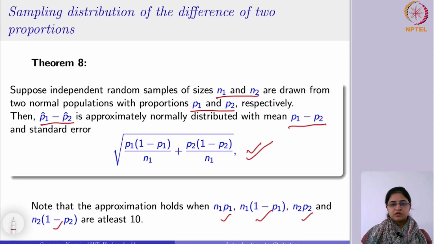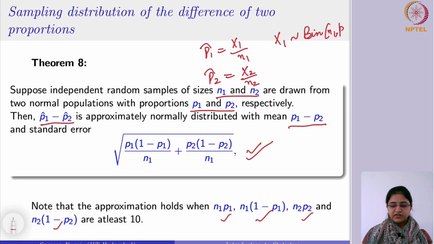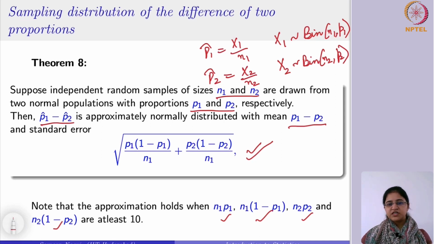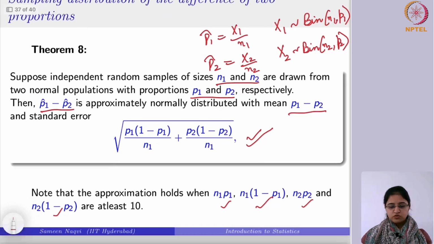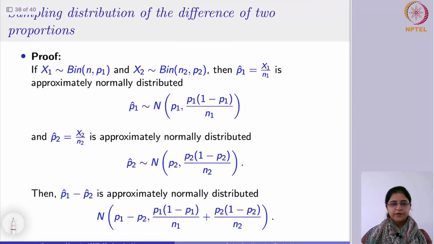Okay, so here P1 hat will be basically x1 by n1. Similarly, P2 hat will be x2 by n2. And what is this x1? X1 would be binomial with n1 and P1 probability, and x2 would again be binomial with n2 and P2. So P1 hat and P2 hat we know, and we have seen that it is approximately normally distributed.